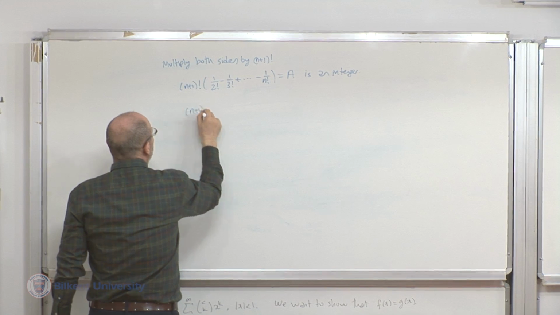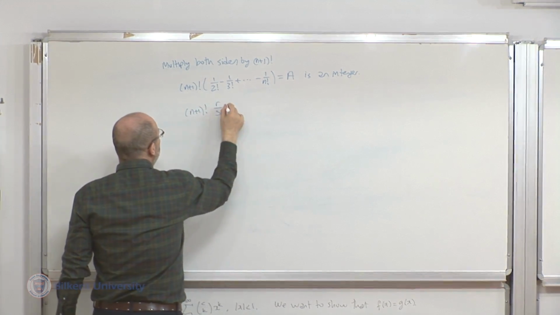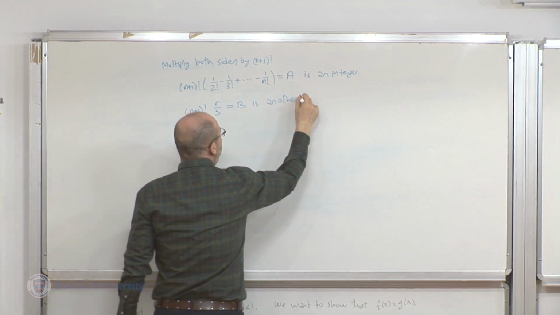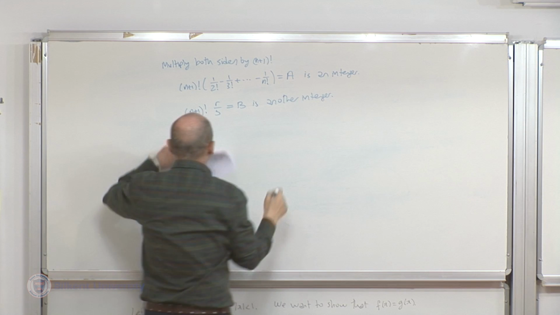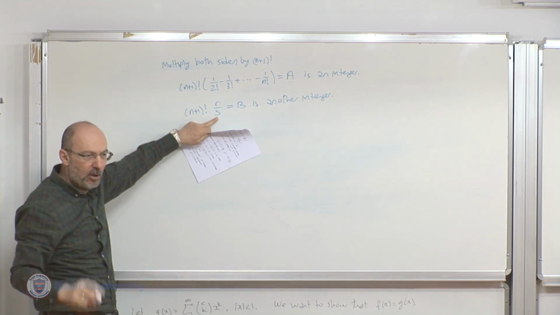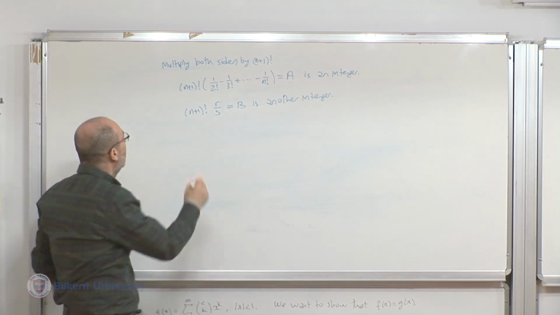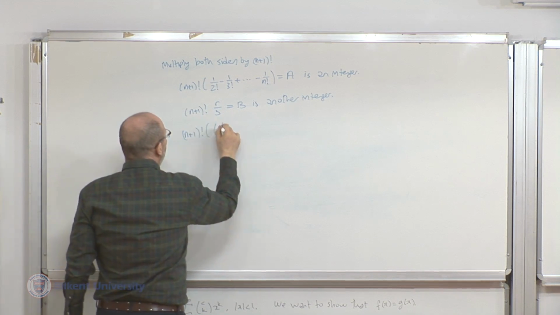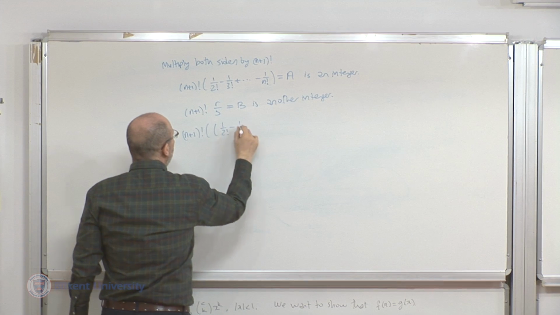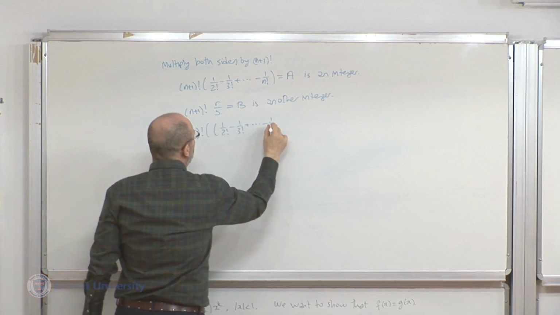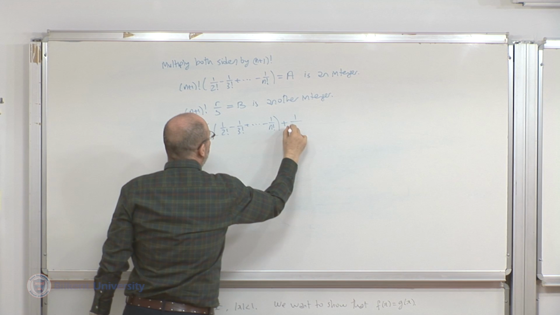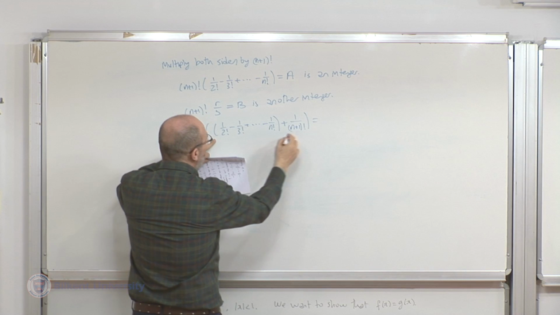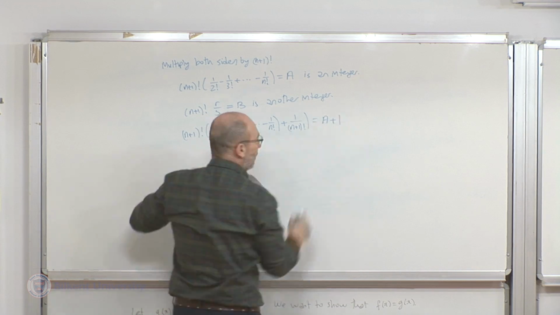N plus 1 factorial times r over s is b, another integer, because n plus 1 is larger than s, so s cancels. And then n plus 1 factorial times (1 over 2 factorial minus 1 over 3 factorial minus 1 over n factorial plus 1 over n plus 1 factorial) is equal to, this part is a plus 1.